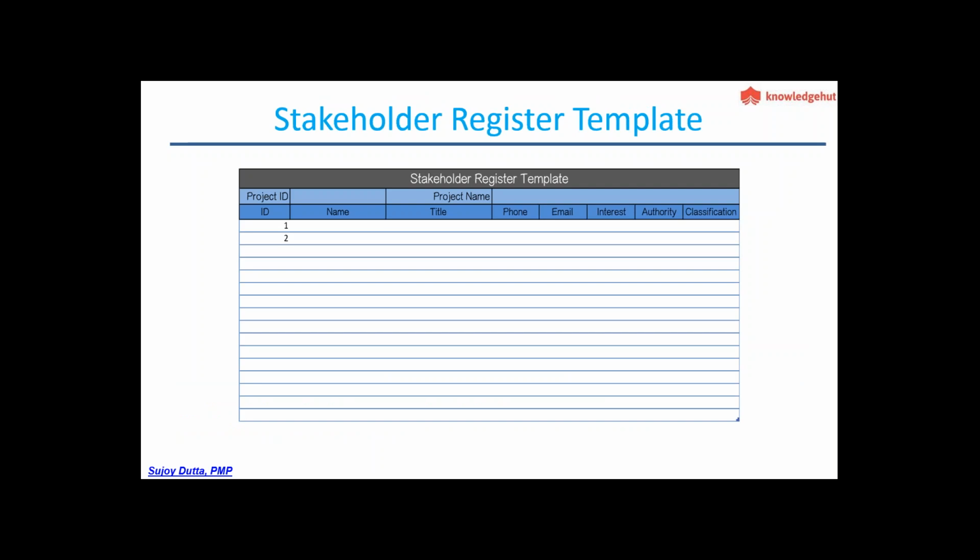So this is what a stakeholder register template looks like. We start with name, title, phone, email. Then what we have is interest, authority, and classification.